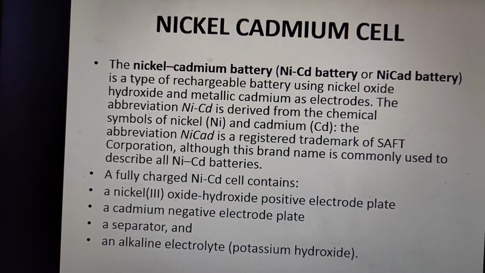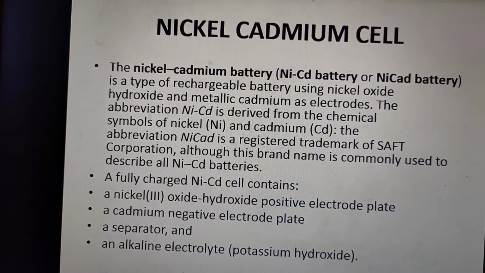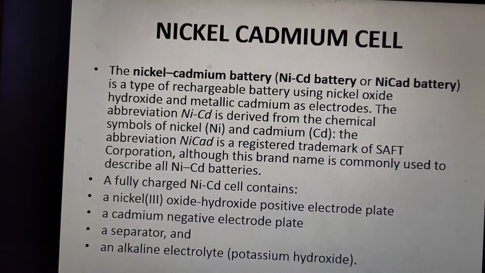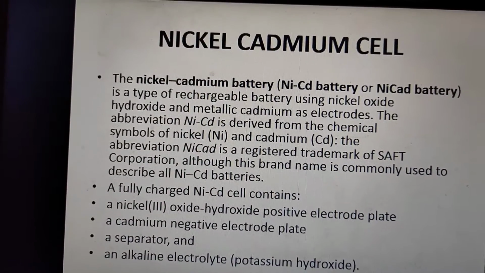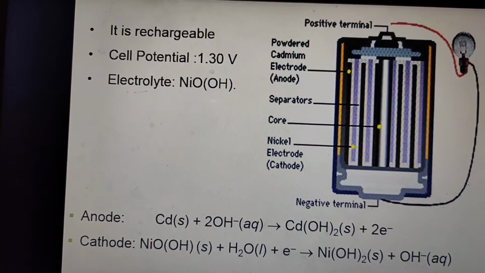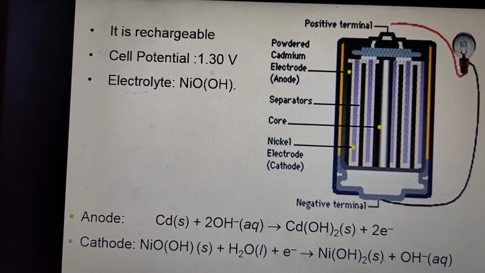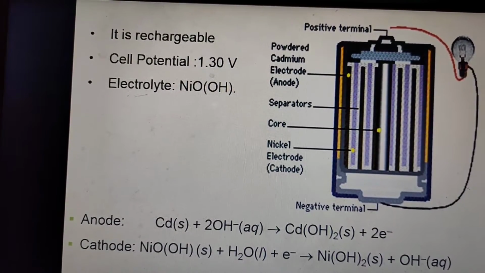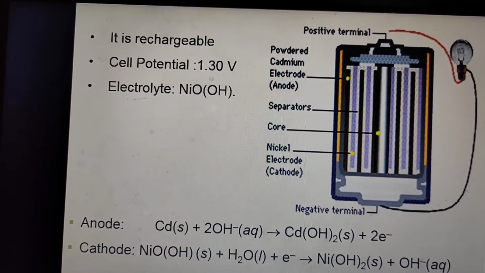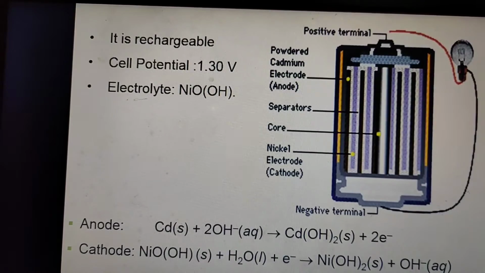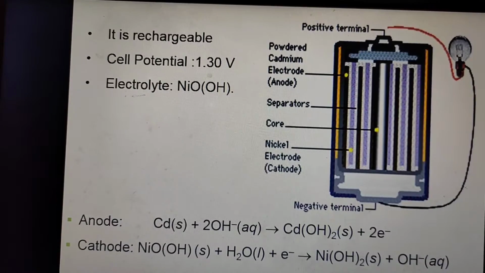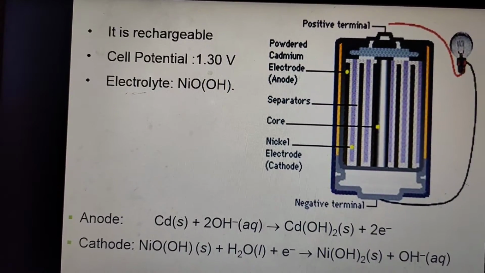Now a fully recharged nickel cadmium cell contains a nickel oxide hydroxide positive electrode plate and a cadmium negative electrode plate. Then alkaline electrolyte, that is potassium hydroxide. See, this is the nickel cadmium cell. It is rechargeable. The cell potential is 1.30 volts. So at the anode, cadmium is oxidized to Cd plus 2 state and nickel is reduced from plus 3 state to plus 2 state. So this is nickel cadmium cell.